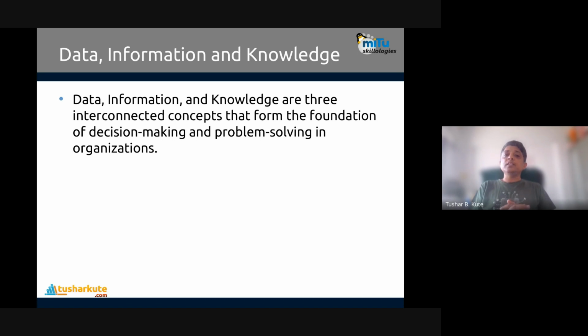What are the differences among these terms? That we'll understand first. So what is related to what exactly, that we can identify. There are three interconnected terms which form the foundation of decision making and problem solving in organizations.